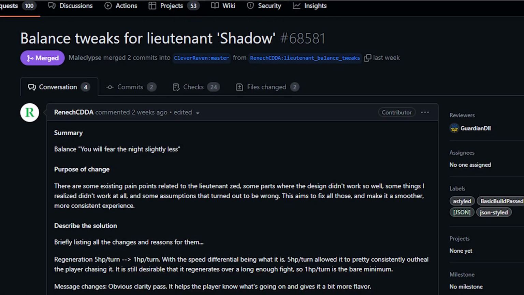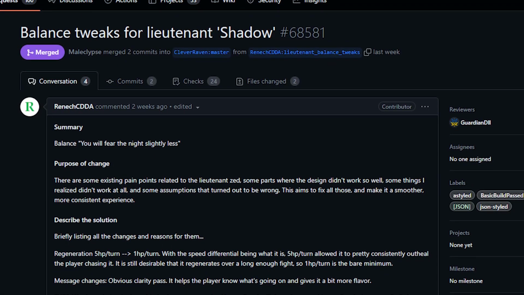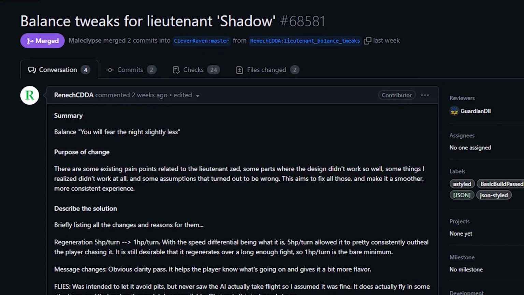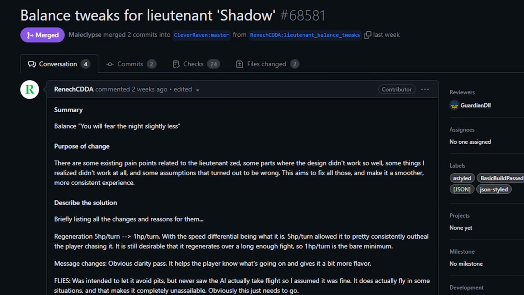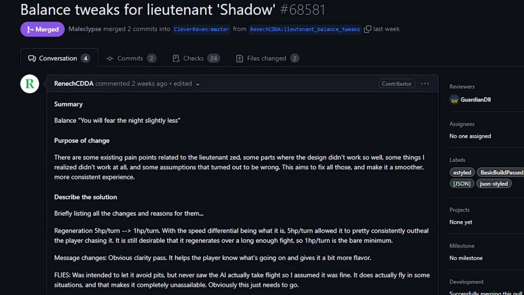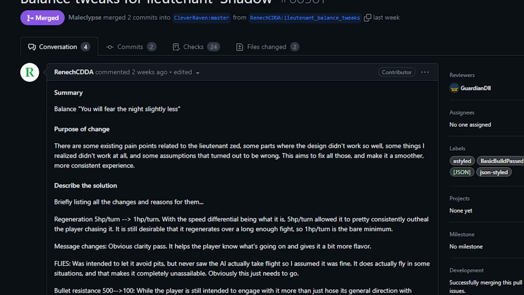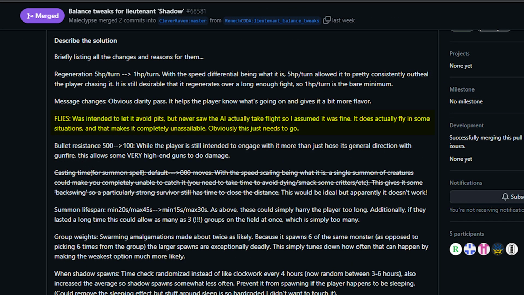Anyway, when this creature was first added, I had a lot of opinions on it, mainly big concerns about its balance. Now, this PR sought to address some of the most glaring issues with this creature and also attempted to balance some smaller things as well. So for example, previously it could fly, which apparently was to allow it to avoid pits, but of course, flying creatures are a huge headache on their own, and so its ability to fly was completely removed in this PR.